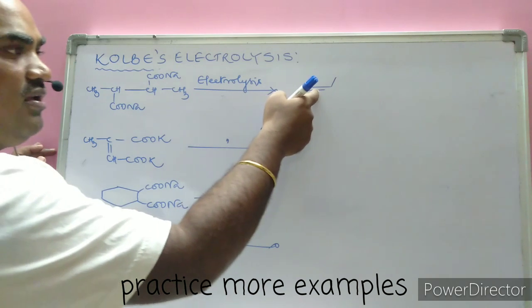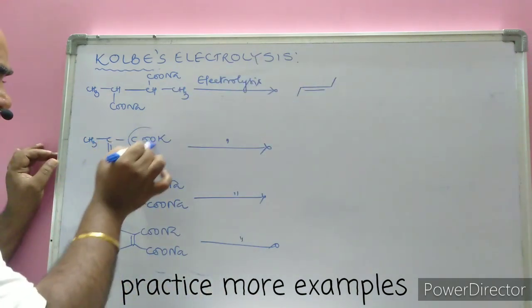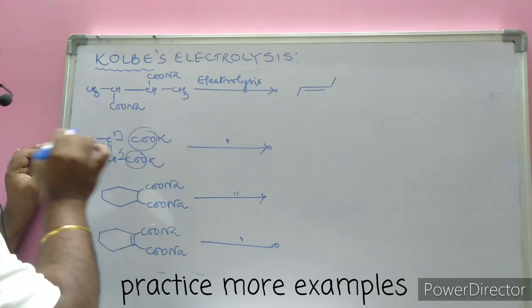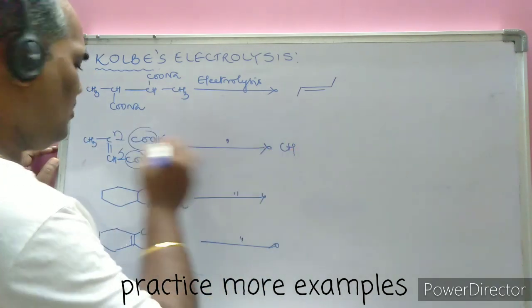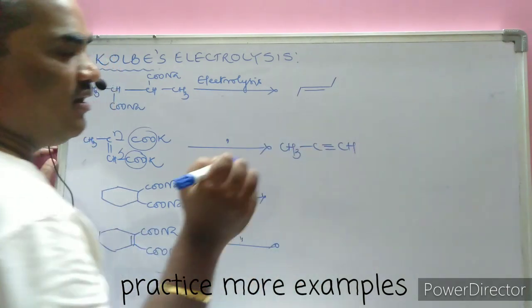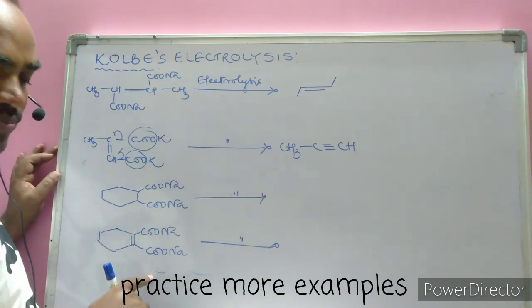Here is a single bond. As a result, a double bond is formed. Here carbon dioxide, homolytic cleavage, hexane. Here the double bond is already present. Hence, CH3-C≡CH, an alkyne, is formed. It is a very important example which was asked previously.